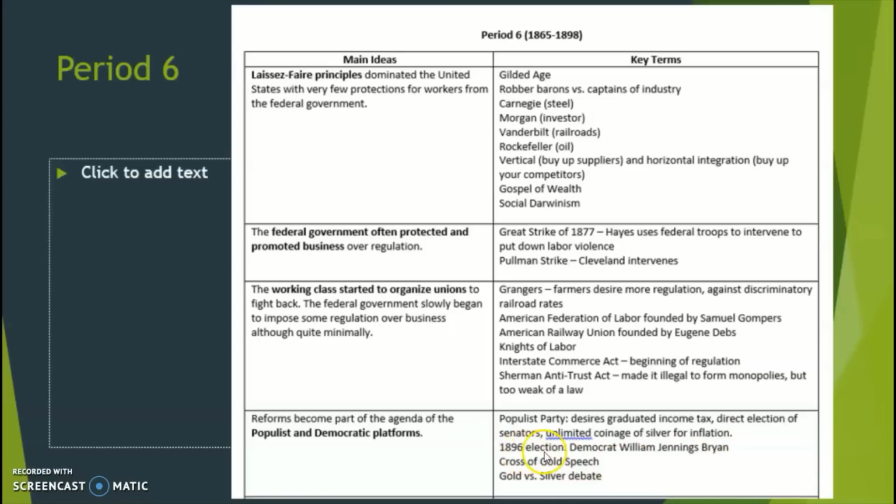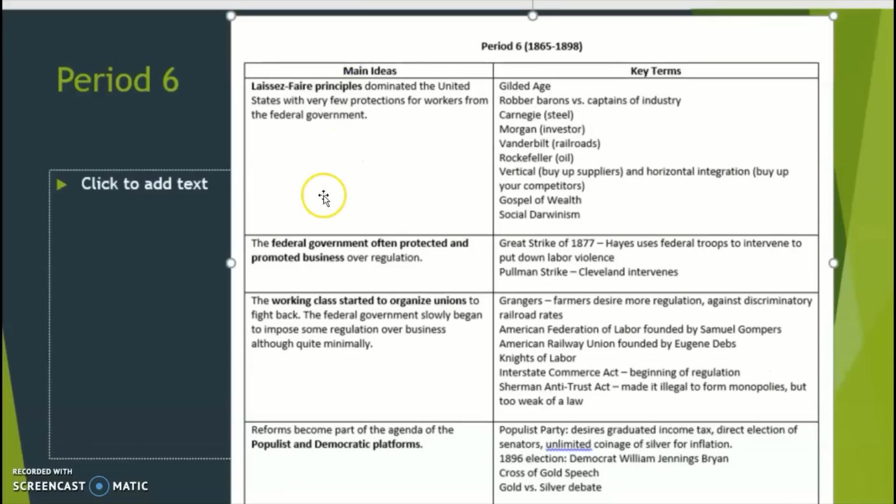And in comes the 1896 election with Democrat William Jennings Bryan, who's going to run for president. And he will lose, but one thing that's very important to mention here is his Cross of Gold speech, where he's basically saying the gold standard that Republicans are espousing is really going to lead to the death of American workers. His famous quote, "You shall not crucify mankind upon a cross of gold." So this is going to set up one of the best campaign speeches at the Democratic National Convention in 1896.